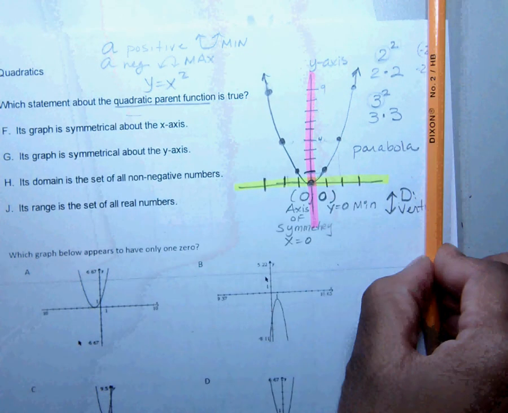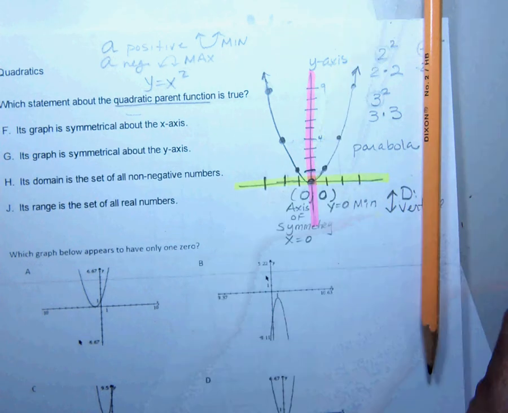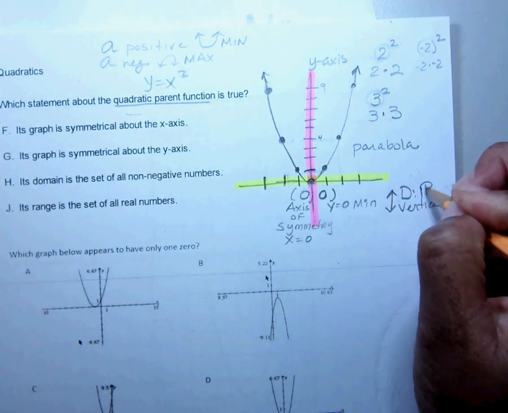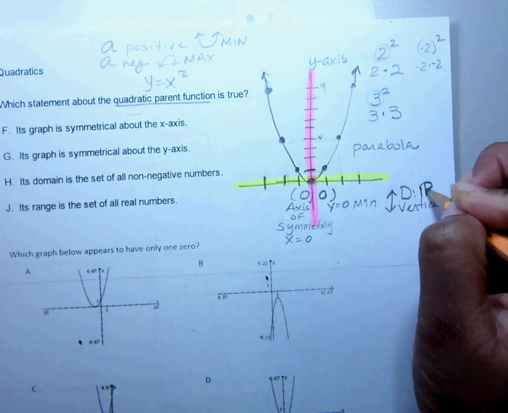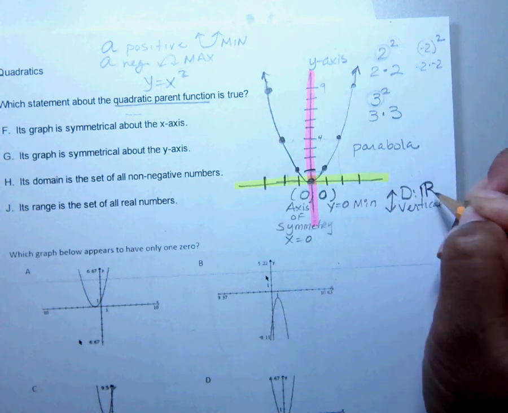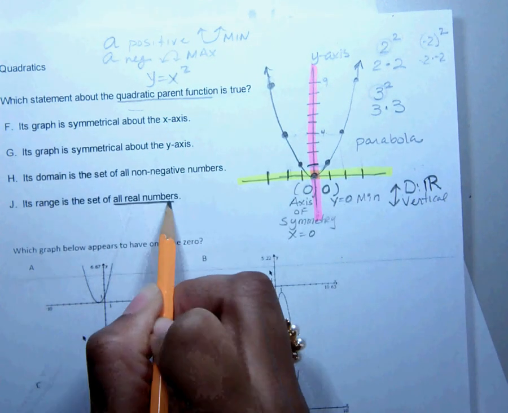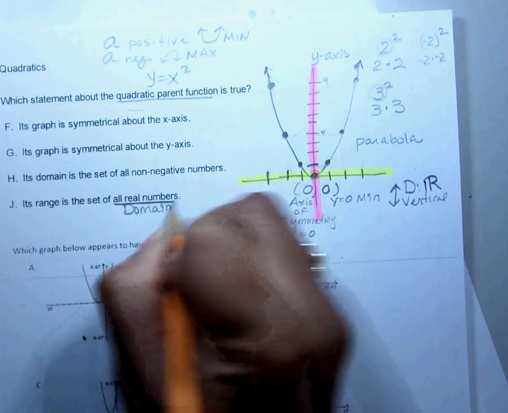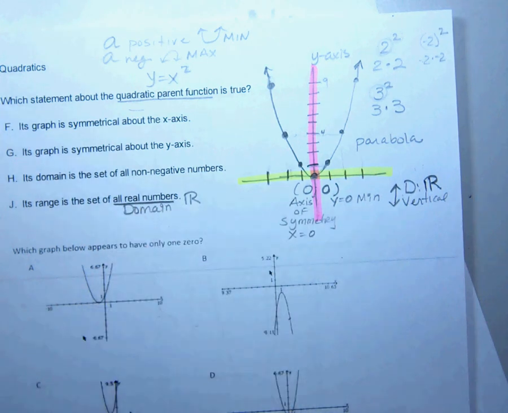And even on this side, the same thing. It will eventually touch it. So all of them touch it. That means the domain is going to always be, for the parent function and any quadratic function, all real numbers. And this is the way you will see it on the test. So this is the domain. All real numbers. This is the domain.